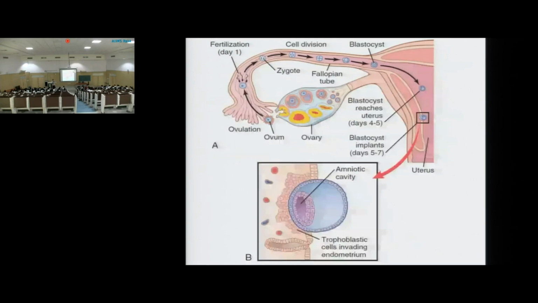Okay. So when the fertilization has taken place, if you can see, this diagram is from your textbook of Guyton, and it is saying the same thing: after ovulation, the ovum enters the fallopian tube, and the fertilization happens at the level of the fallopian tube itself. You can see it is mentioned as day 1 of the fertilization, that is the start.